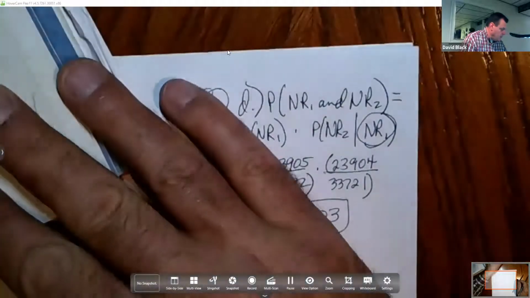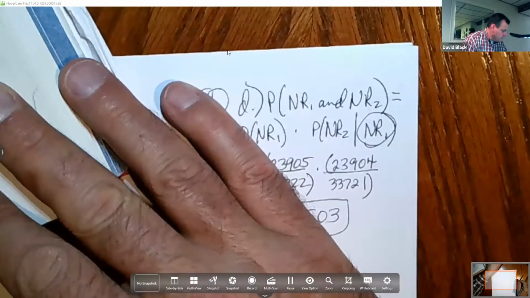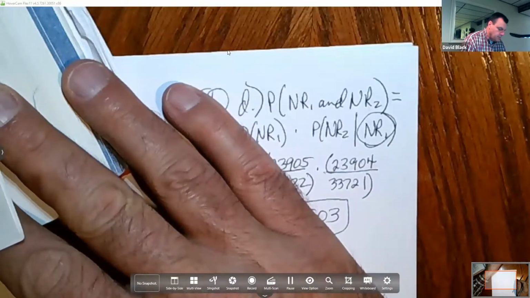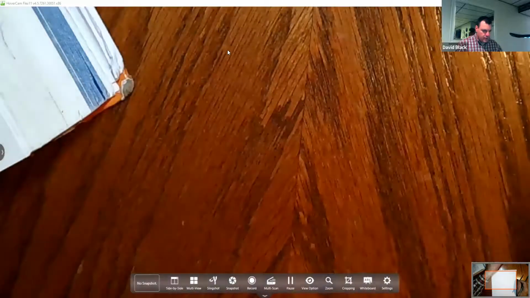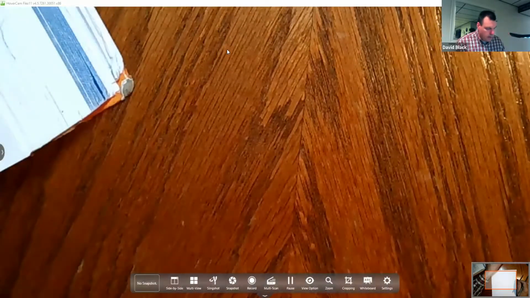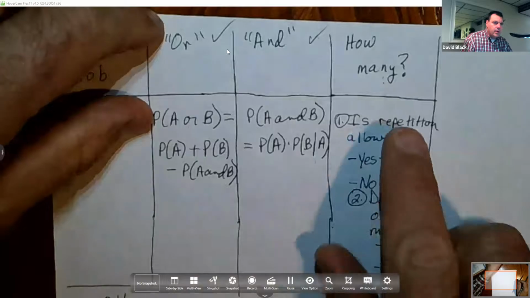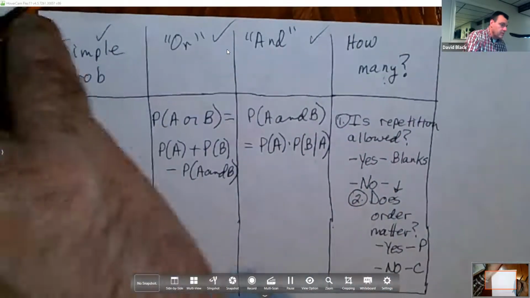All right, let me check this one last problem that I had mentioned to myself. I think we're okay on that. It's just like that. So really, we did one of every single kind, at least. The only thing we didn't do is a how many problem where repetition is allowed, and then we would just draw in blanks.